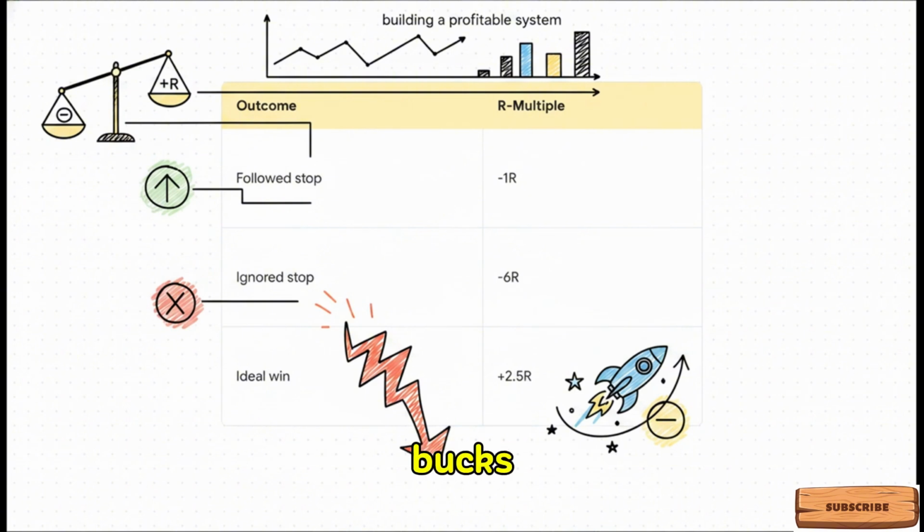If you risk $300 on a trade and hit your stop loss, your outcome is a -1R. Believe it or not, that's a good loss because you followed your rules. But if you ignored that stop loss and lost $1,800, well, that's a -6R. That means you completely broke your discipline. On the flip side, targeting a positive 2.5R or higher is exactly how you build a deeply profitable system over time. Tracking R multiples strips away the dollar signs and forces you to look at your actual execution quality.